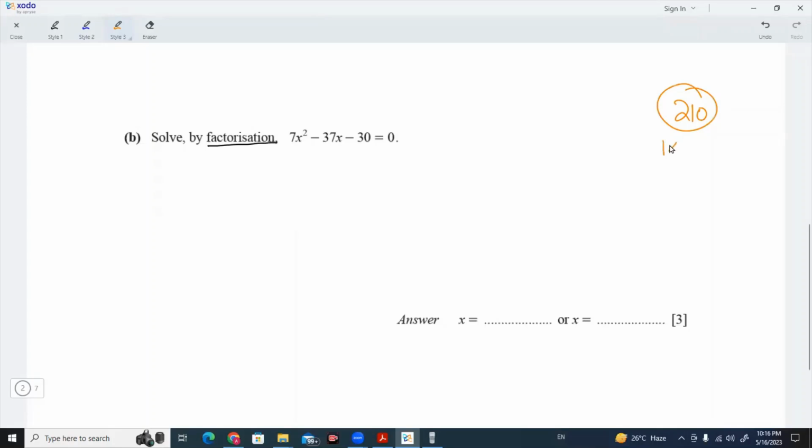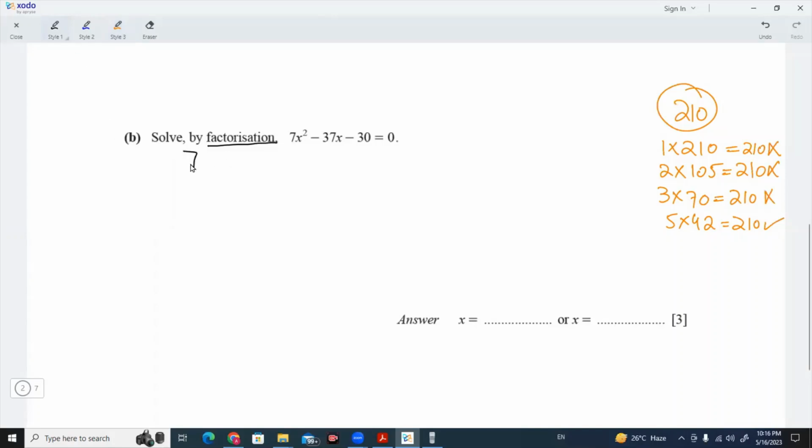So I'm starting from 1. 1 times 210 is 210. So subtract 1 from 210. Result is 209. So 2 times 105. If we subtract, it's 103. Moving ahead to 3. 3 times 70. If we subtract 3 from 70, result is 67. 4 is not a factor of 210. So moving ahead to 5. 5 times 42. 42 minus 5 results in 37. These two are the factors.